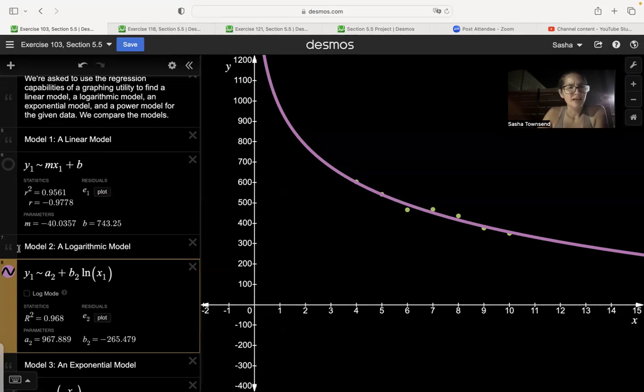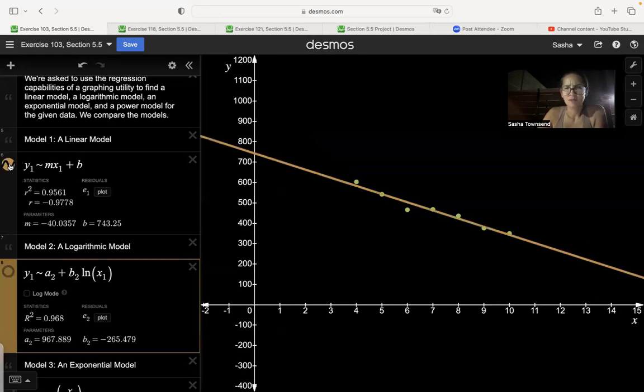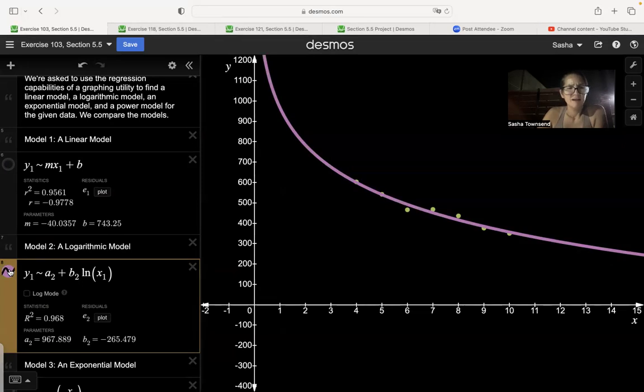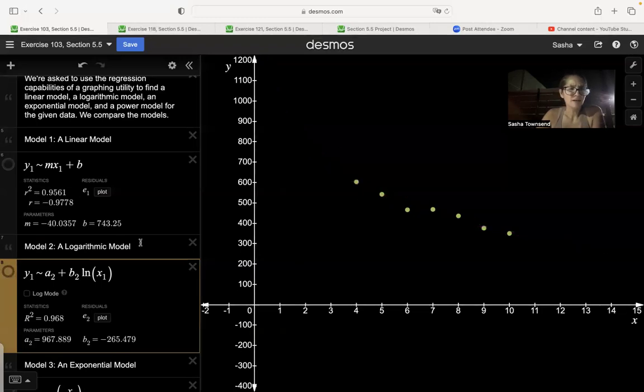And as I look at the fit between that logarithmic model and the data and the fit between the linear model and the data, it looks like the logarithmic model is better. And the a and b values that we need are b equals -265 approximately. So we take that natural log function and we multiply it by a negative. So that's going to flip it upside down and then stretch it vertically by a factor of 265. And then we're adding 967 to all the y values. And that's what gets us this graph. So that's our logarithmic model.